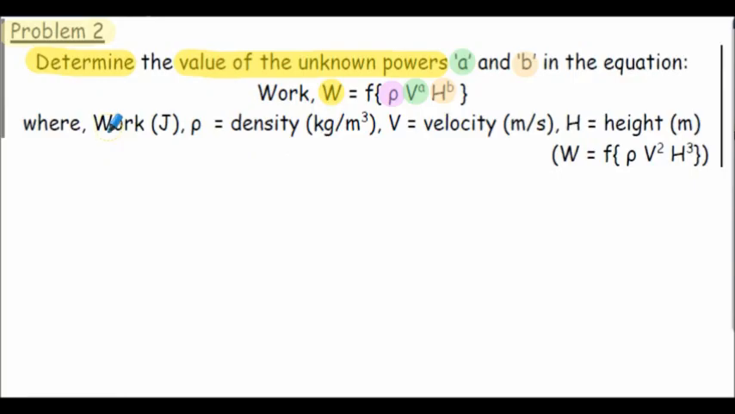We're given the SI unit for work, it's the joule. For mass density, it's kilograms per meter cubed. For linear velocity, it's a meter per second. And for height h, the unit is the meter. The answer is shown in the bracket here for your reference. If you want to attempt problem 2, please stop the presentation and do so now, but the full worked solution is shown on the following slides.